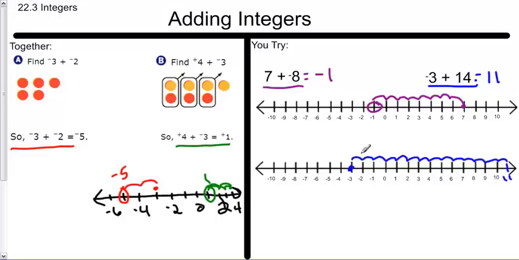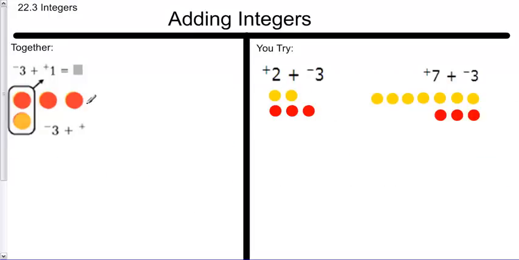Here, remember, I start at negative 3, so I'm starting at negative 3, and then I'm going plus, so I'm going to the right 14 times, positive 14. So if I count these 14, I get to 10. One more is 11. So negative 3 plus 14 is 11. You notice I had to add in my 11 on the number line.